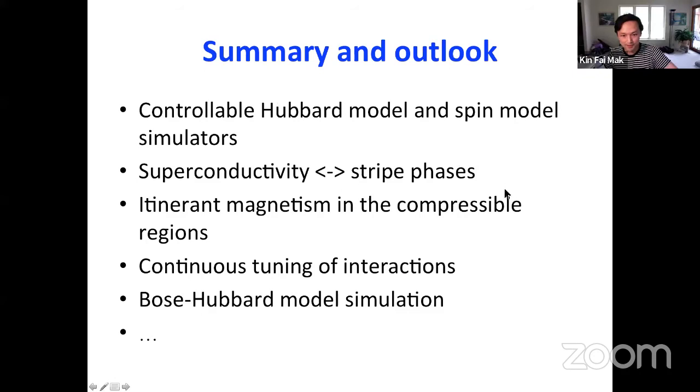And we also have observed the stripe phases. I didn't have time to go through them, and whether superconductivity is actually related to the stripe phases in this system is an interesting question. And the existence of the itinerant magnetism in the compressible region is also interesting. And we can also explore whether we can continuously tune the interaction strength in the system, and so on. Okay, so there are many interesting open questions that remain to be explored in this system.